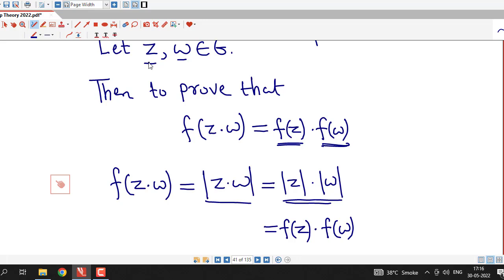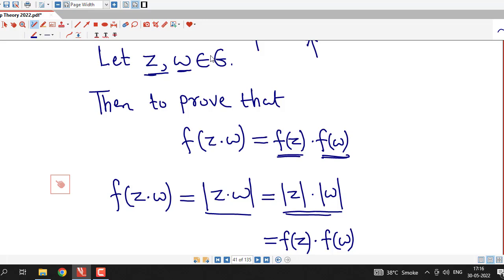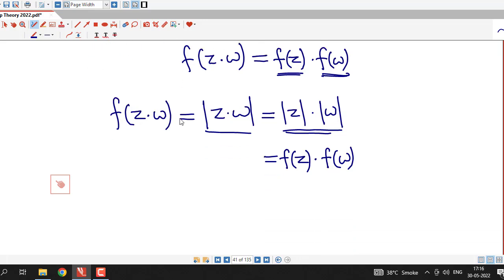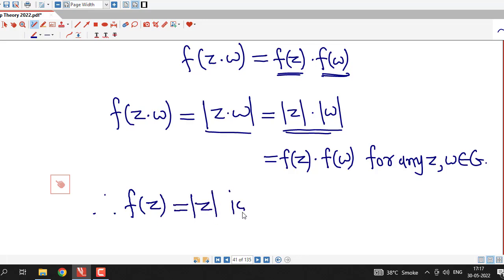Therefore we have shown that for any z, w in the domain, that is group G, f of z into w equals f of z into f of w. Therefore our function is a homomorphism. Therefore f of z equals absolute value of z is a homomorphism because it preserves operations: f of z into w equals f of z into f of w.